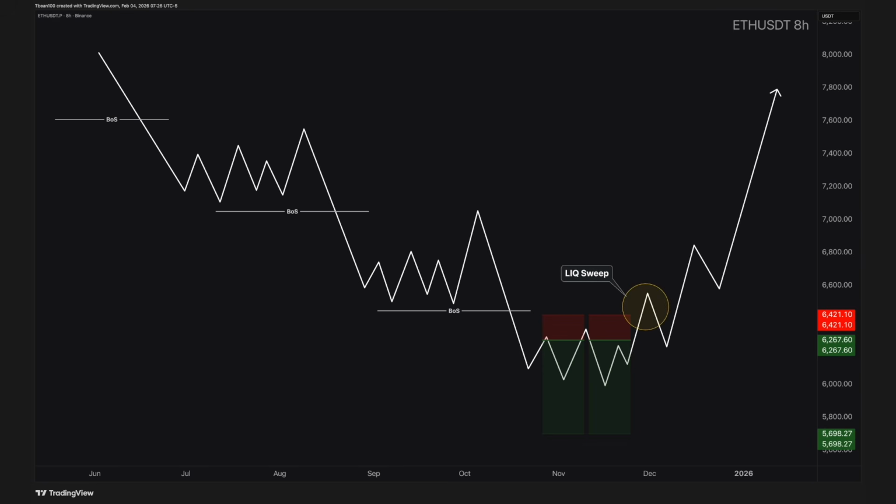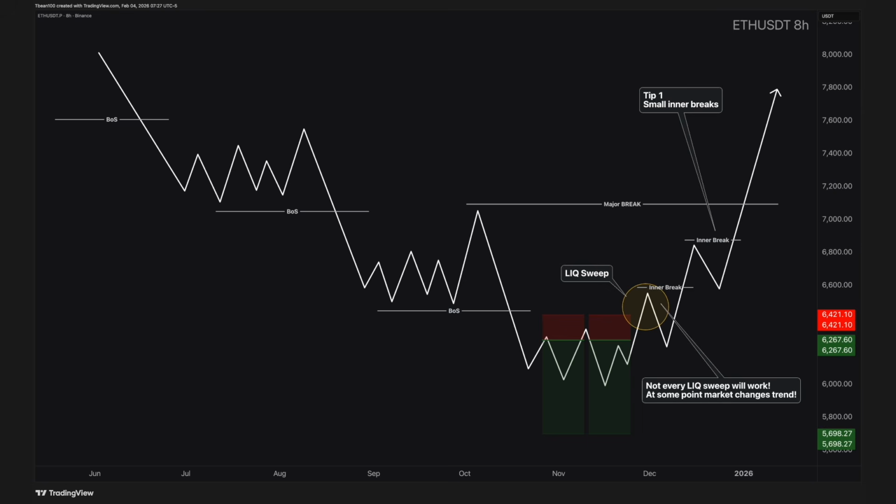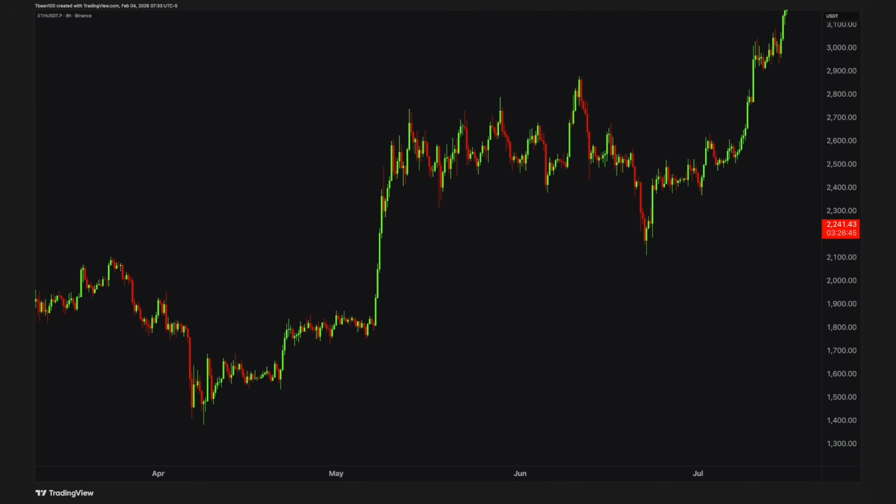At some point, even if you see a liquidity pool get swept, it does not automatically mean the trend will continue. After that, you may start to notice internal breaks forming in the opposite direction after or with a major break. So this can often be the point where the trend reversal begins. So let's look at this example.